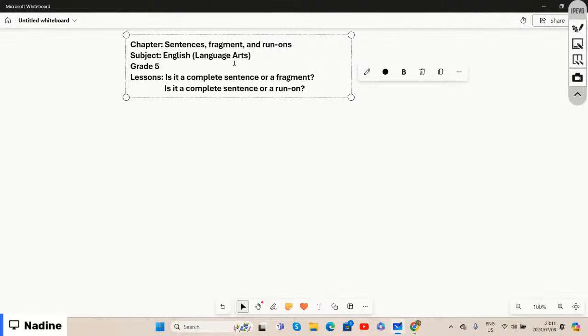Or we can fix a run-on sentence by joining the two independent sentences, or the independent clauses, as a compound sentence.